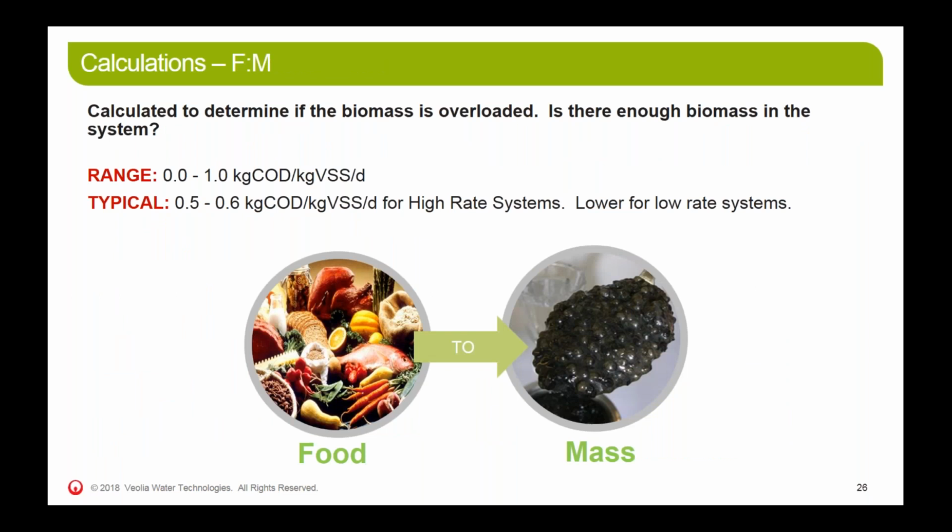Next slide. Because we need to determine if the sludge is being overfed, and we do that by calculating the food to mass ratio. So the food is the amount of COD that went into the reactor, and the mass is how much sludge is in the reactor. So that's why we need to do the sludge profile and why we need to calculate the F to M. The F to M can range from 0 to 1 depending on the type of system that you have. It's typically about 0.5 for our higher rate systems, EGSB, UASB systems, and lower for the lower rate systems. Could be like 0.1 to 0.3 kilograms of COD per kilogram of VSS per day.